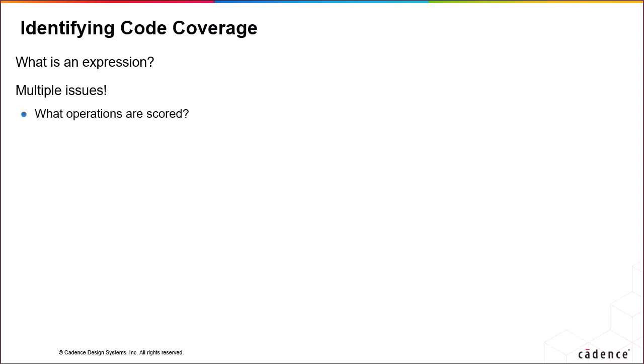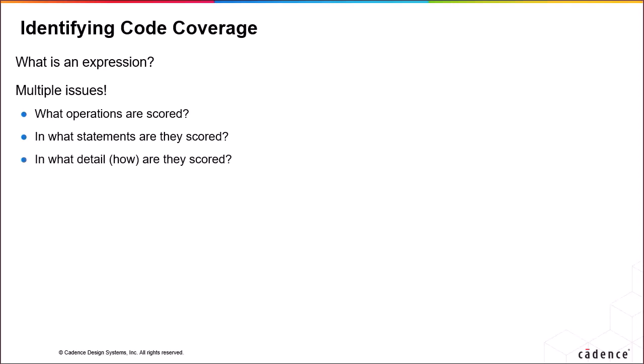What operations are scored? In what statements are those operations scored? And in what detail are they scored? You will see that expressions can be scored in multiple ways.